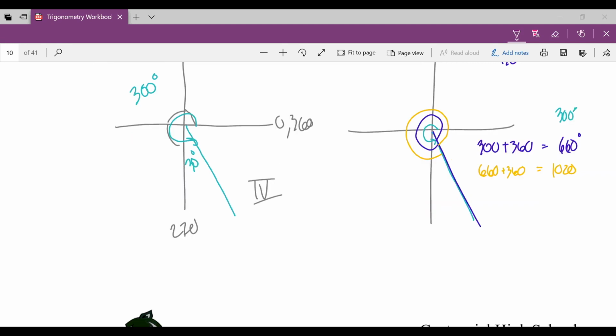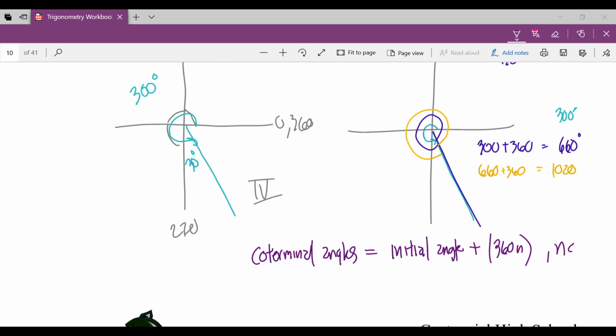And so if I want to summarize a formula for determining coterminal angles, then I might say that any coterminal angle can be calculated by taking the initial angle and adding 360n. That is 360 degrees times n, where n is a member of the integers. As long as I multiply by whole portions of 360, then I'm going to get coterminal angles.